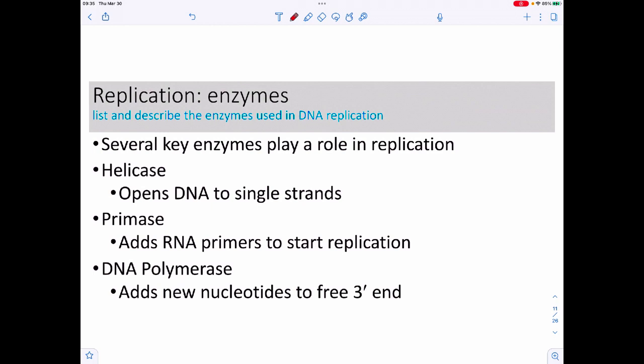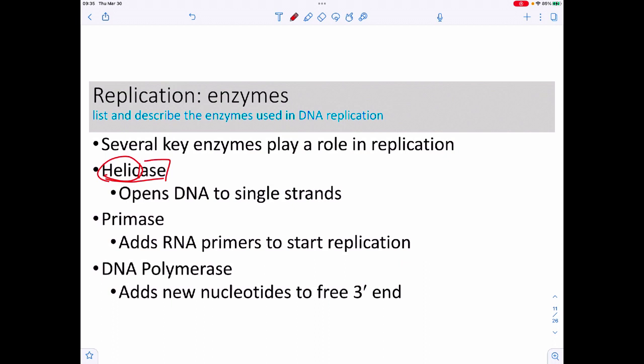When I go to replicate DNA, it turns out there are some enzymes that play roles in this. The big players, the first one is called helicase, so I know that it's an enzyme because it ends with ace. And what does it do? It deals with the helix, and its job is to open up DNA into single strands.